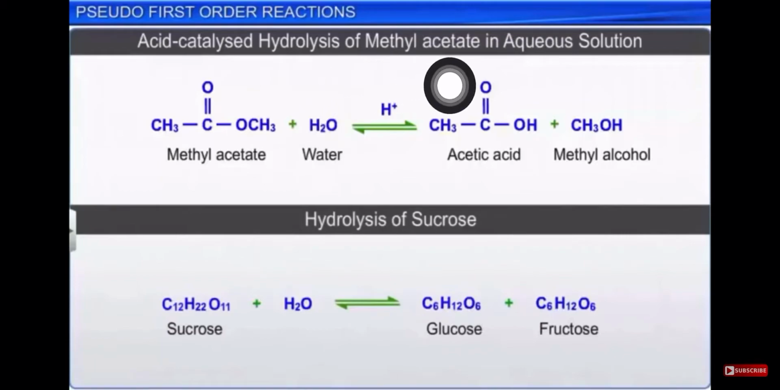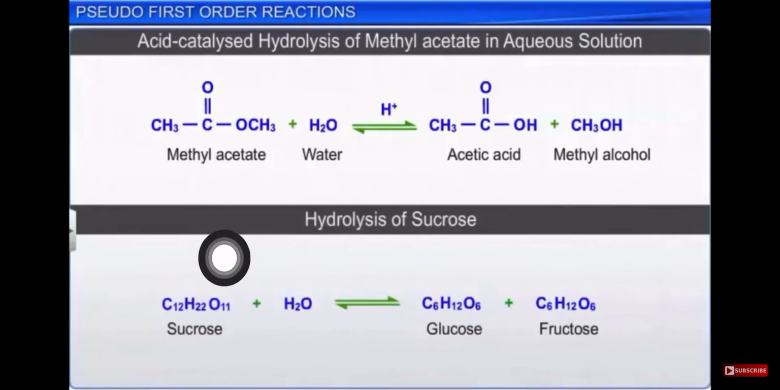of methyl acetate. You know the formula of methyl acetate now, that is CH3COOCH3, in aqueous solution. Aqueous means it has a large amount of water and it is reacting with water only. This is one of the examples we have taken, and another is hydrolysis of sucrose. Hydrolysis is there, so again it has an excess amount of water, and the formula of sucrose is over here.